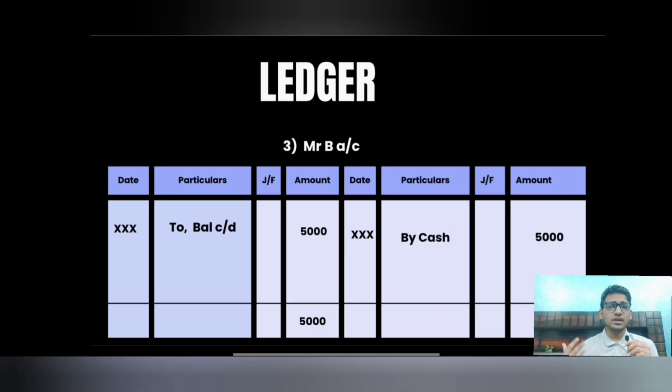Lastly, we have made the Mr. B account, and Mr. B has also been associated with only one journal entry, which is cash account debit to Mr. B account. So we have recorded 'by cash' 5,000 rupees, and the balancing amount will come on the other side, that is 5,000 rupees. And as we know, in the ledgers both the amounts have to be equal, that is why 5,000 is equal on both sides.